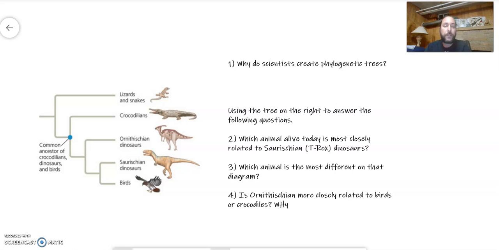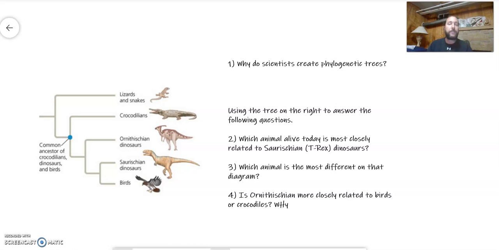So if we look at the questions here, the first thing that we asked is why do scientists create phylogenetic trees in the first place? And the reason we create phylogenetic trees is to look for similarities between species and help understand how things are related to each other. It's all about understanding the relationships between things.